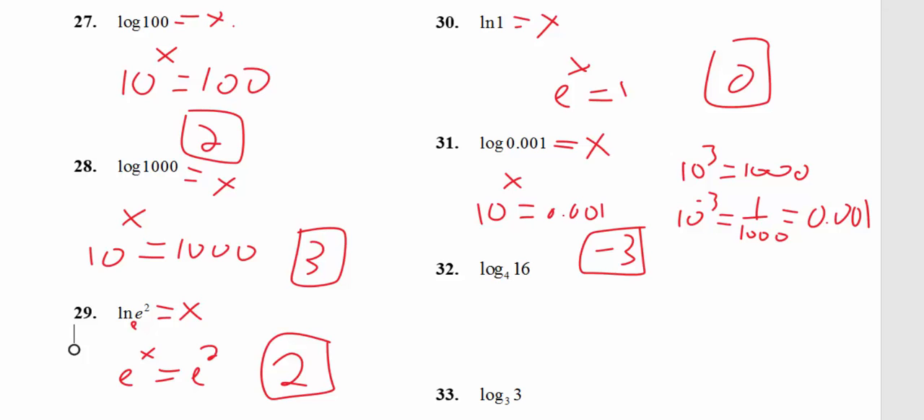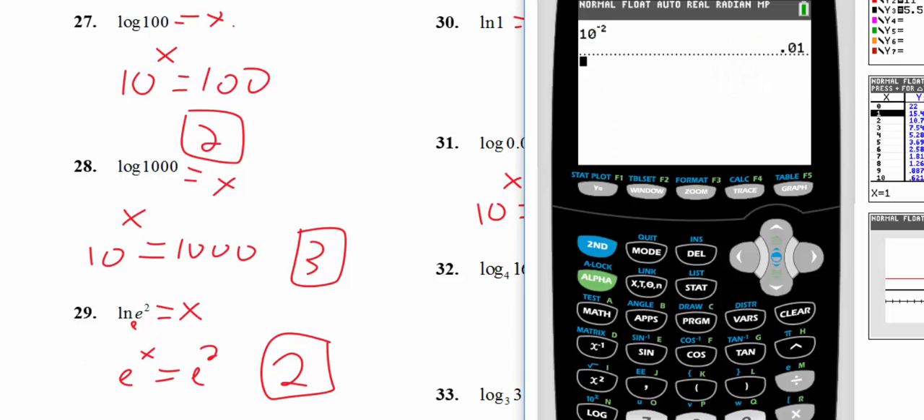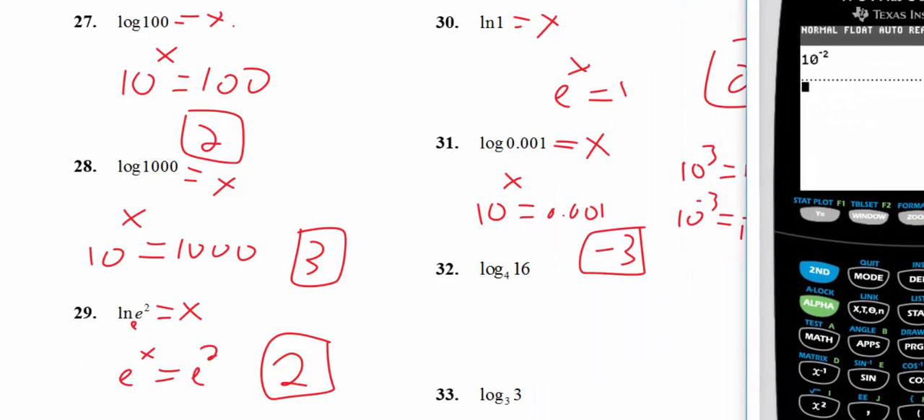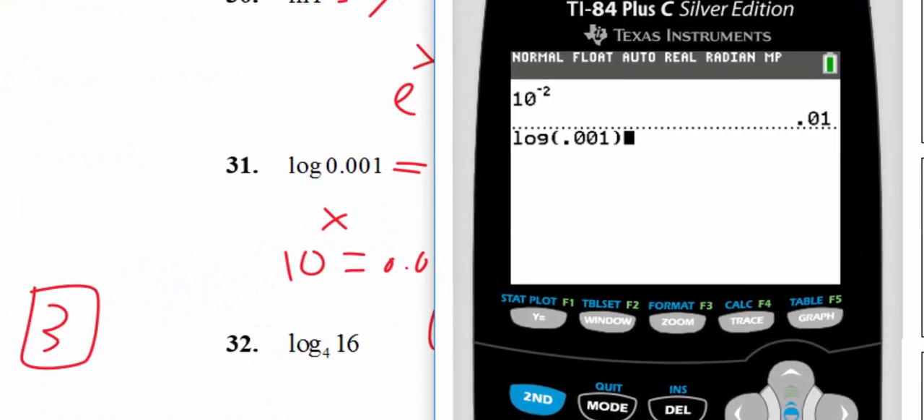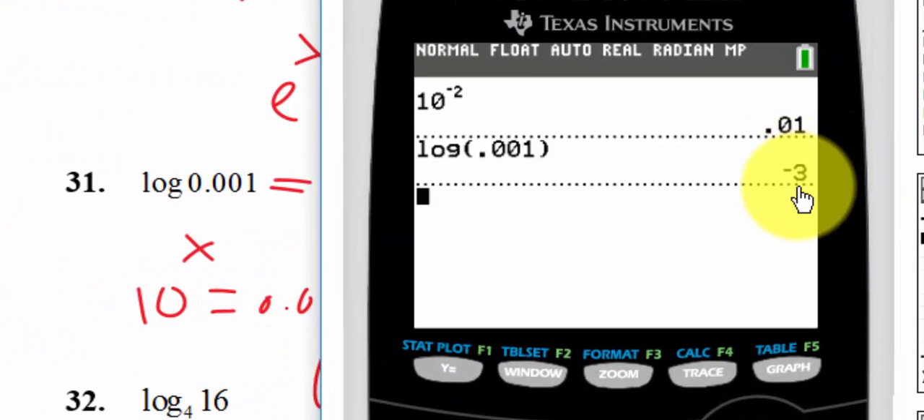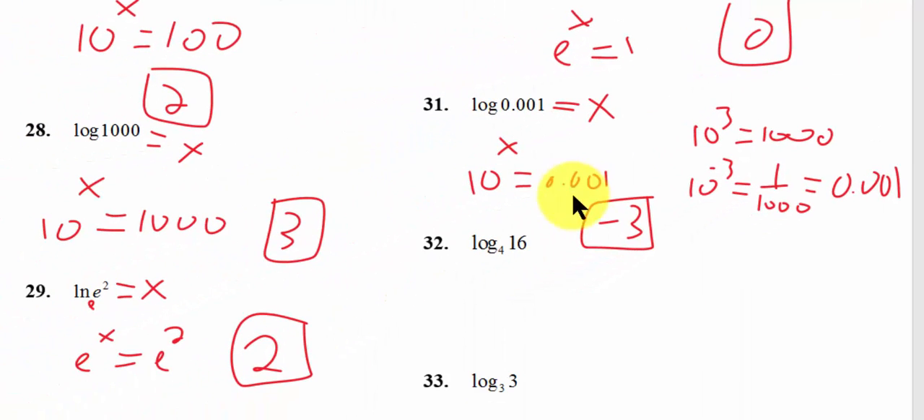And by the way, we can check this in our calculator. If I enter log and then put in 0.001 and press enter, I get negative 3, which is what we've done by hand. So your second test will have 2 parts, a calculator and a non-calculator part. Perhaps I could ask you to do these problems without using your calculator.